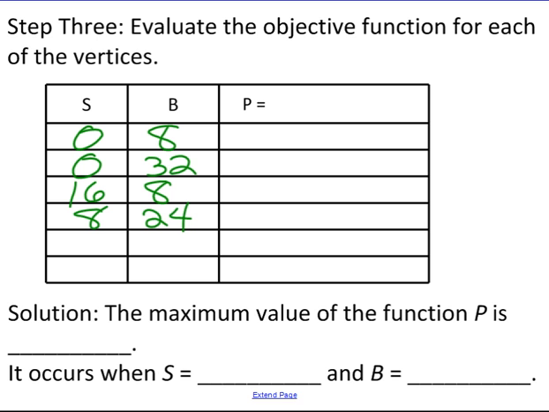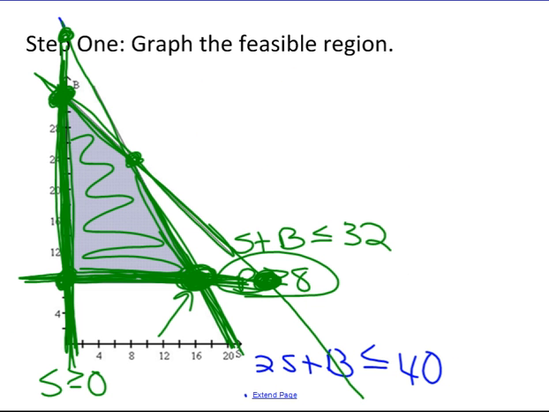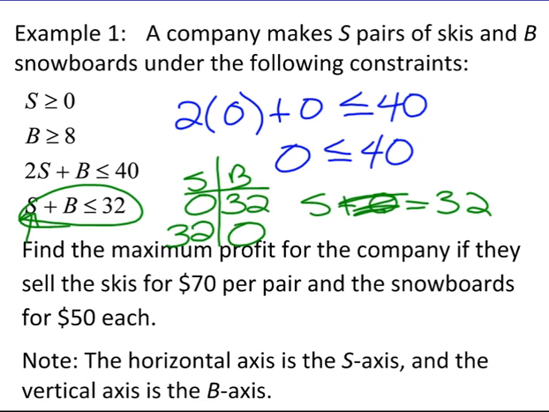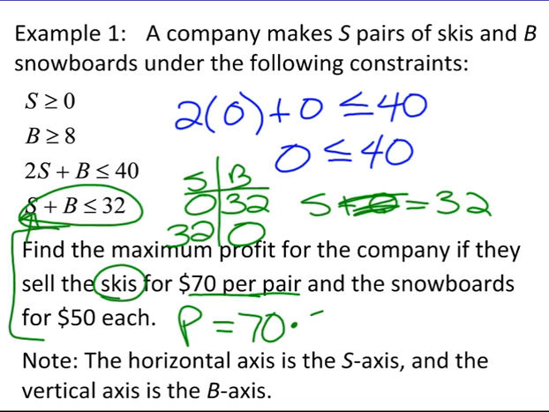So let's, well, I don't remember what the objective function was. I'm not sure we actually had an objective function yet. Here we go. Aha. So it says find the maximum profit for the company if they sell the skis for $70 per pair. Whenever it says per, that means multiply times the variable. So skis, that was S, and it's $70 per pair. Okay? When it says per, you got to multiply times the variable.